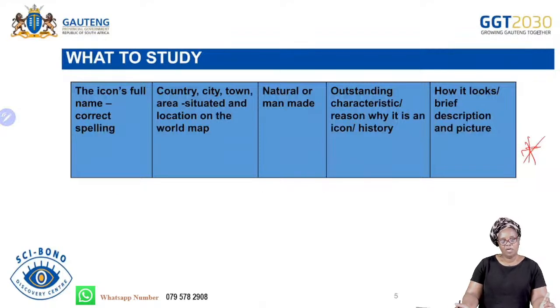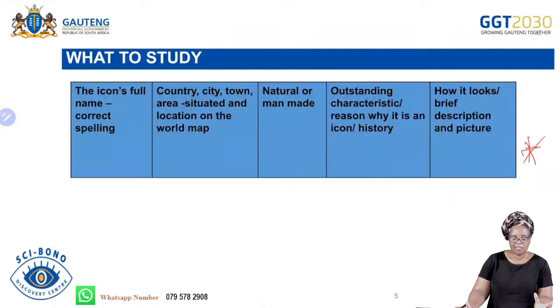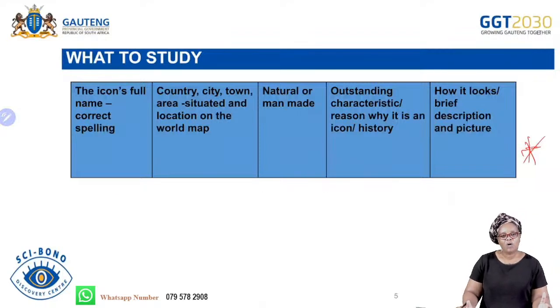The second one, you need to know the location, where the icon is situated, where the tourist can find it. You need to know the country in which this icon is situated. You need to know the city, the town, the area in which it is situated, not forgetting the continent. You have to know your continent. Knowing the continents makes it easier for you to know the countries. You have to practice this on the map also.